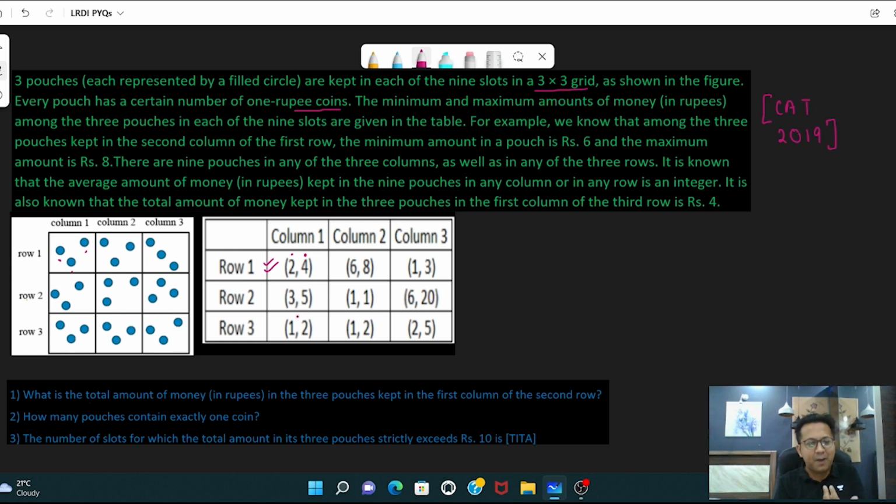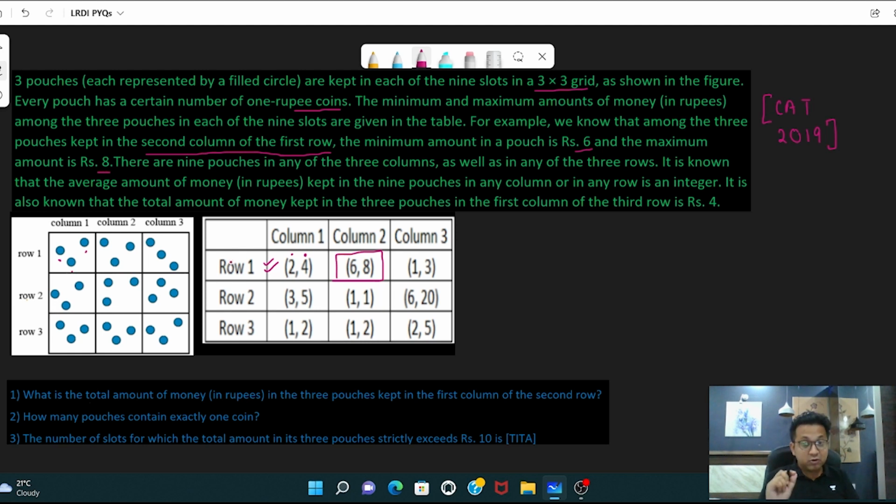What about the third pouch? The third pouch is unknown. And probably we got to determine that. We don't know if we need to determine that, but let's read further. So, for example, we know that among the 3 pouches kept in the second column of the first row, so we try to locate that. This is the one, right? Second column of the first row. The minimum amount in a pouch is rupees 6 and the maximum is rupees 8.